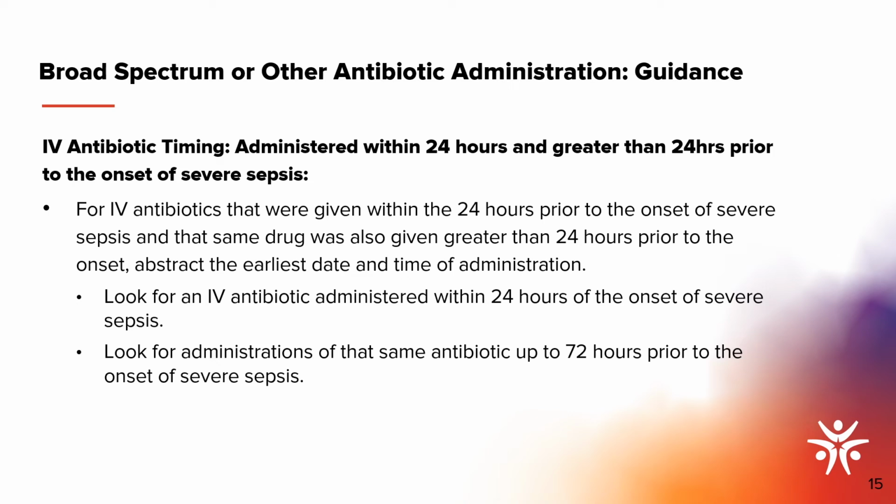I found it's easier to break this process up into time frames. First, note the date and time of severe sepsis. Determine the 24-hour time frame by counting back from the onset time. Look for all IV antibiotic types given within that 24-hour period. Make a small list. To determine the earliest antibiotic given, count back a 72-hour time period prior to the onset of severe sepsis. Select the earliest date and time that any of those antibiotics on your list were given. We're only looking back 72 hours prior to the onset of severe sepsis for this.